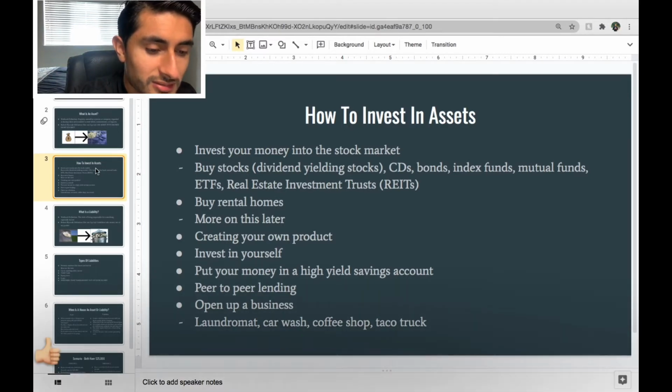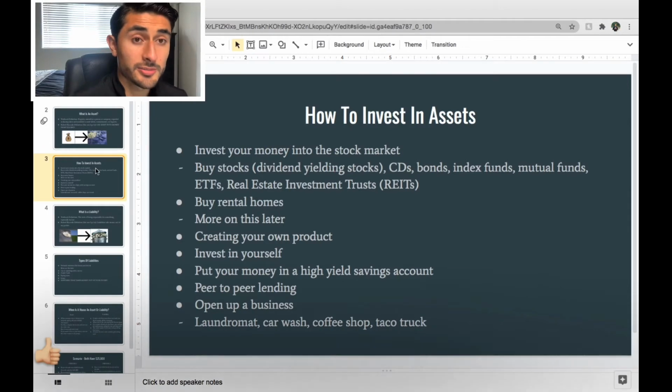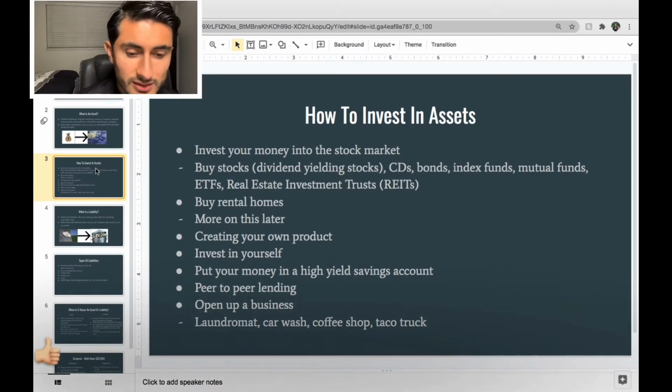You can also put your money in a high yield savings account. Wherever you put your money, it is going to be giving you back interest, positive interest, so that's good. There's also something called peer-to-peer lending, and if you don't know what that is, I'm going to explain it right now. Peer-to-peer lending is kind of what it sounds like. You skip the middleman, and it's just an individual lending money to someone else. And lastly, another way to invest into an asset would be to open up a business, and I gave some examples on that right there.